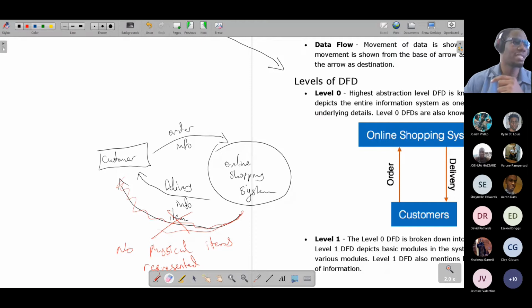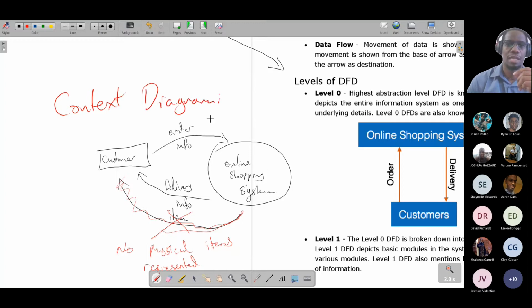All right, so we're back from break. Just a recap, we did a context level diagram here, right? And this context level diagram shows the system view. So this is a context diagram, and this shows the system view, okay? The system view.